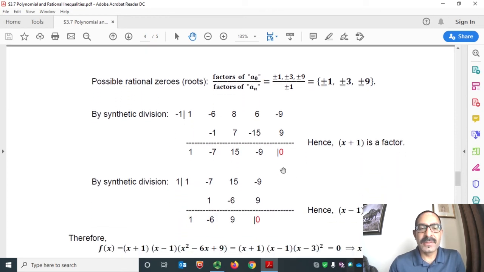In synthetic division, we carry the first one down as it is, so 1. Then in the next step, we multiply negative 1 times 1 and write it down here. Then add these two: negative 6, negative 1, negative 7. Next, multiply negative 1 times negative 7 and write here. Then add these two, 15. Next, multiply negative 1 times 15 and add these two. Next, multiply negative 1 times negative 9, which is positive 9, and add these two. So this gives us 0. That means our remainder is 0. So x equals minus 1, or x plus 1, is a factor.